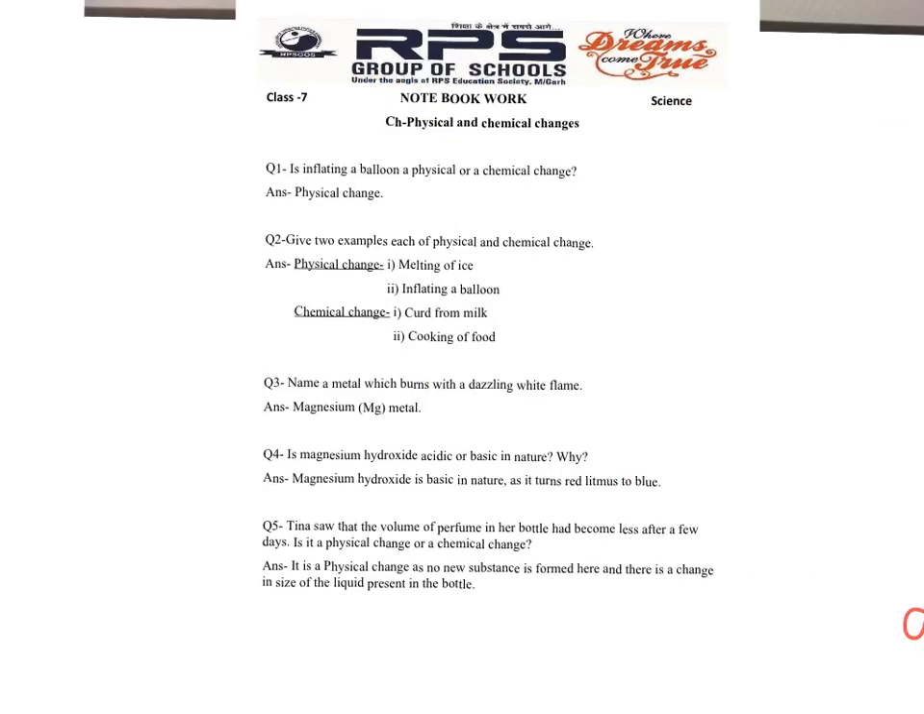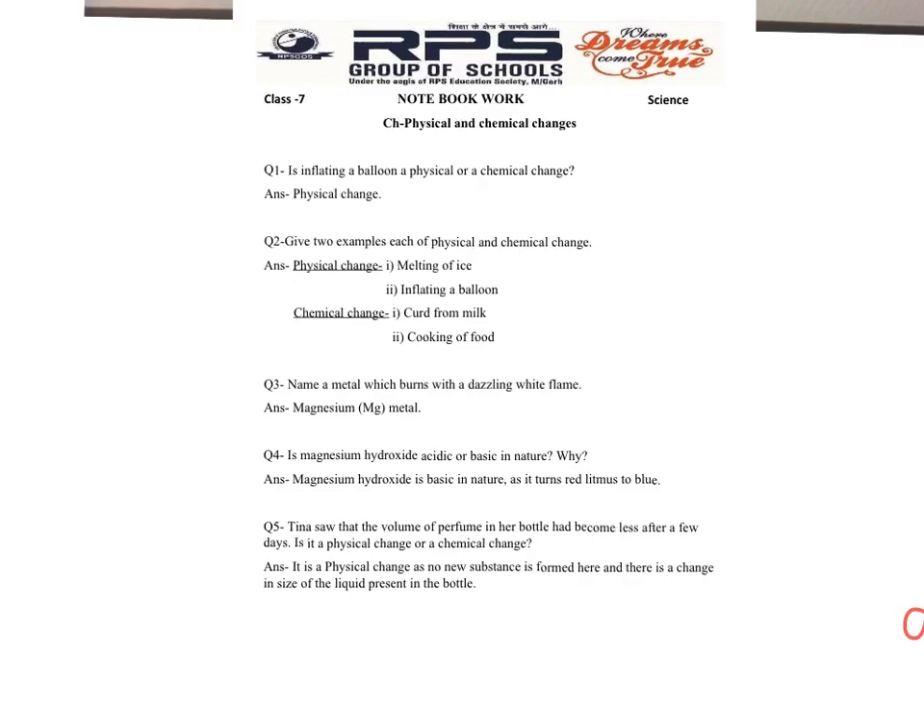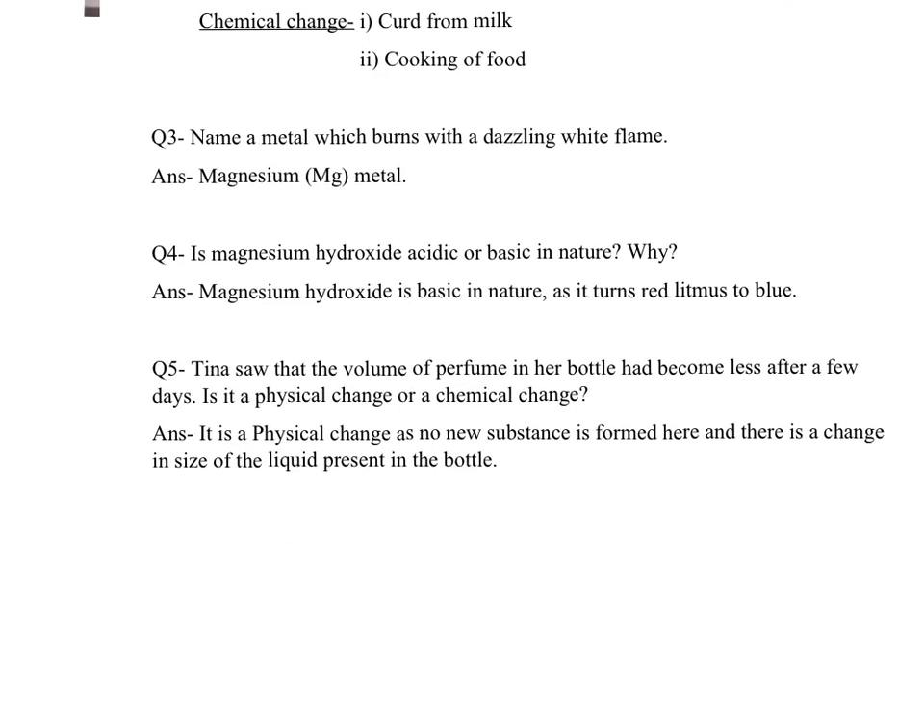Children, let's proceed with the question answers to be written in the notebook, and we come to question number 3. Name a metal which burns with a dazzling white flame. I hope you all know the answer to this question, and the answer is magnesium metal. Question number 4. Is magnesium hydroxide acidic or basic in nature? Why? Answer to this question is magnesium hydroxide is basic in nature as it turns red litmus to blue. You will read more about acids and bases in the chapter Acids, Bases and Salt.